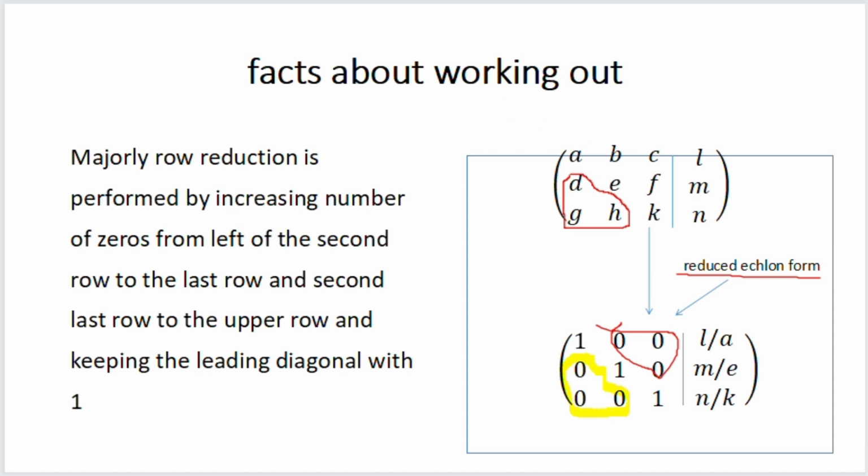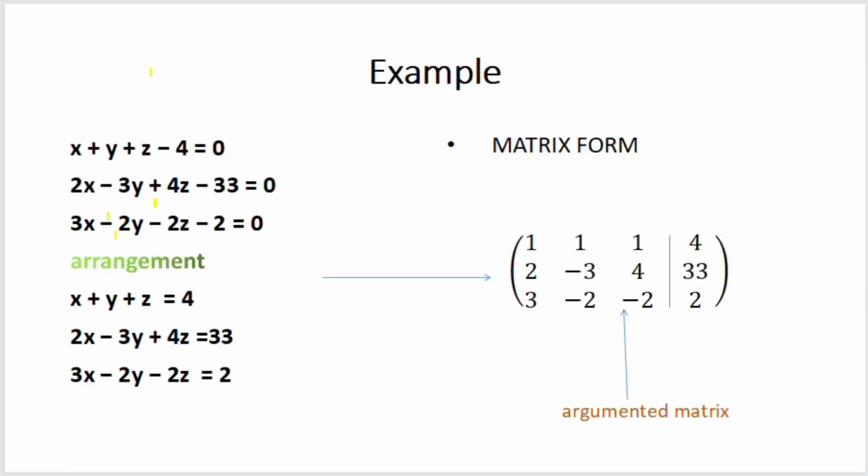So the next one, let's take an example of numbers that we can work out in this case. If I have x plus y plus z minus 4 equals 0, and 2x minus 3y plus 4z minus 3 equals 0, then 3x minus 2y minus 2z minus 2 equals 0.